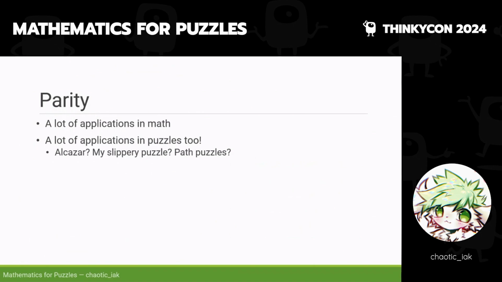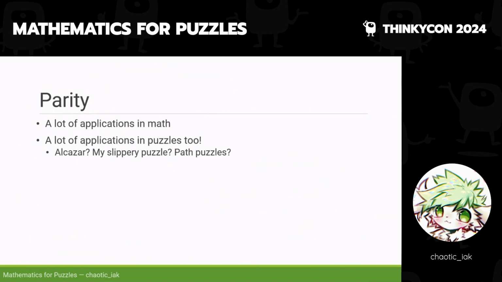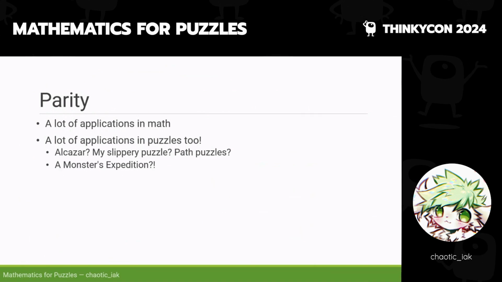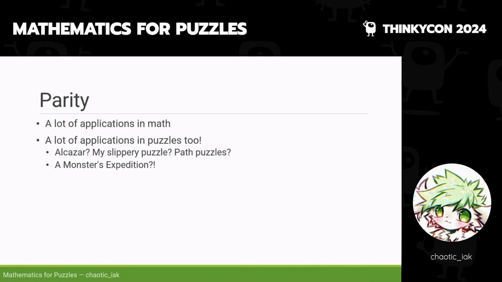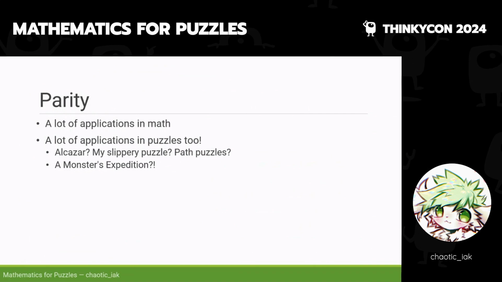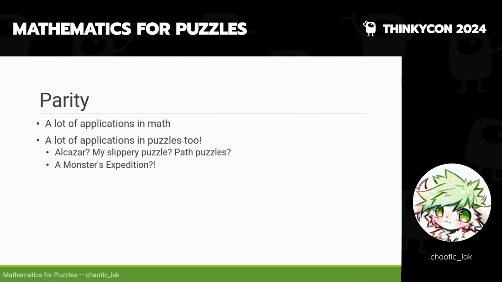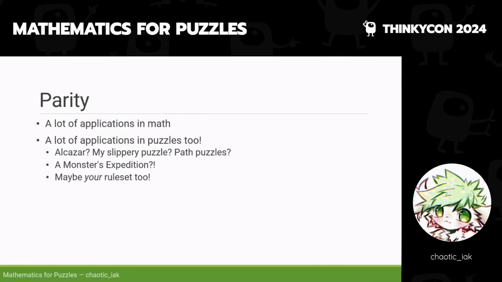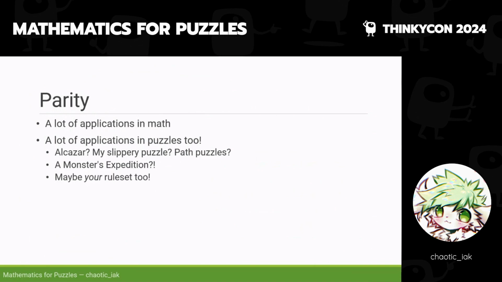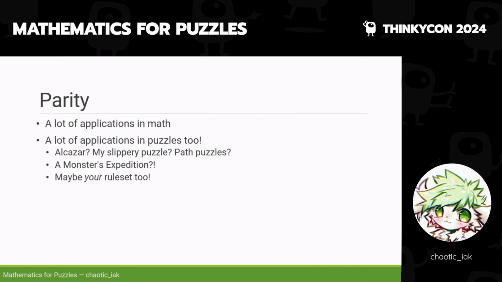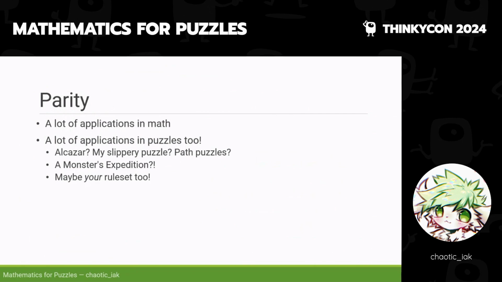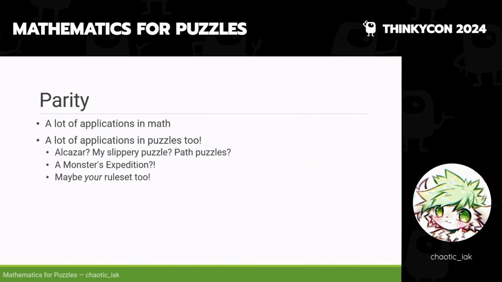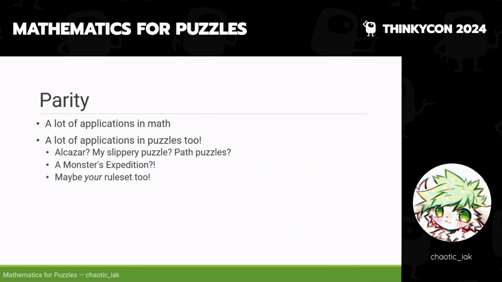We've talked about Alcazar, my puzzle with ice rooms. In general, it works for past puzzles, and even works for a monsters expedition, something that I don't think a lot of you realized, or would imagine to work. And I earlier said that the examples in this talk might not apply for your game, but I think parity is very powerful and very broadly applicable that it might actually apply for your rule set. There's no harm in giving it a try.